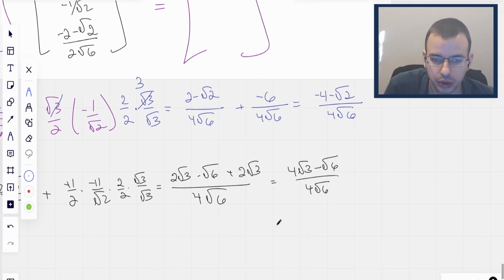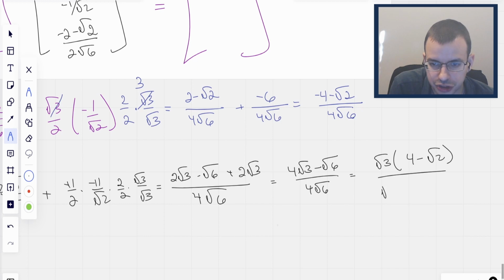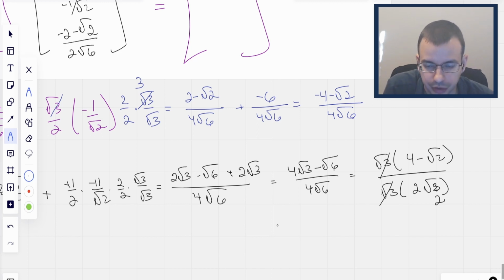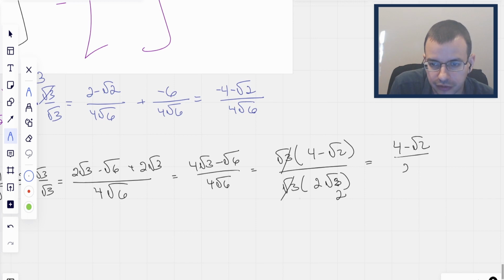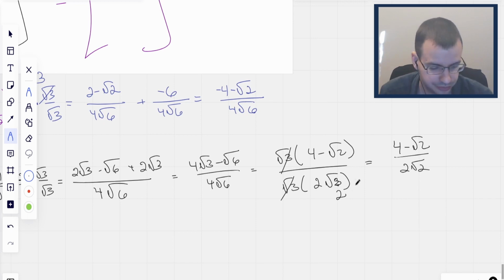We're going to factor out a square root of 3. So this is square root of 3 times 4 minus square root of 2 all over square root of 3 times 2 square root of 3. This is supposed to be square root of 2. There we go. 3 times 2, 3 times 2. Yes. And this gives us 4 minus square root of 2 over 2 square root of 2.